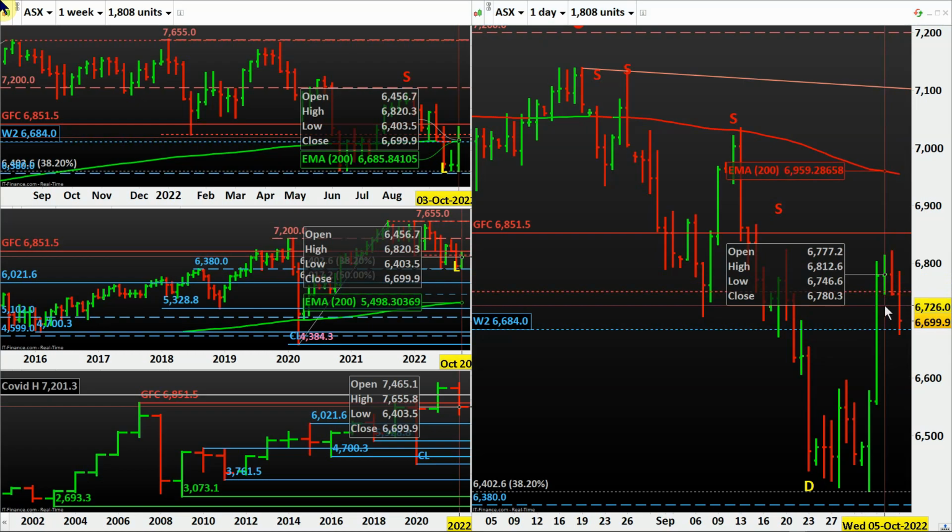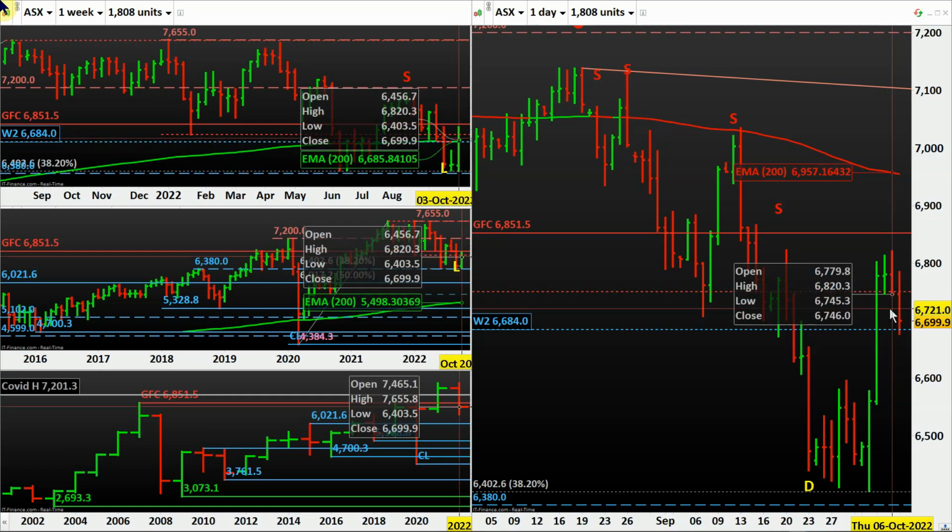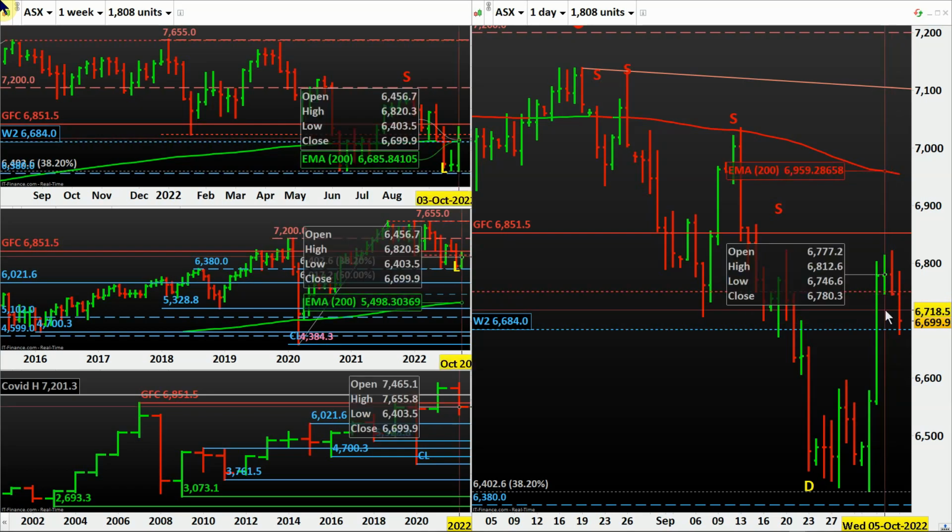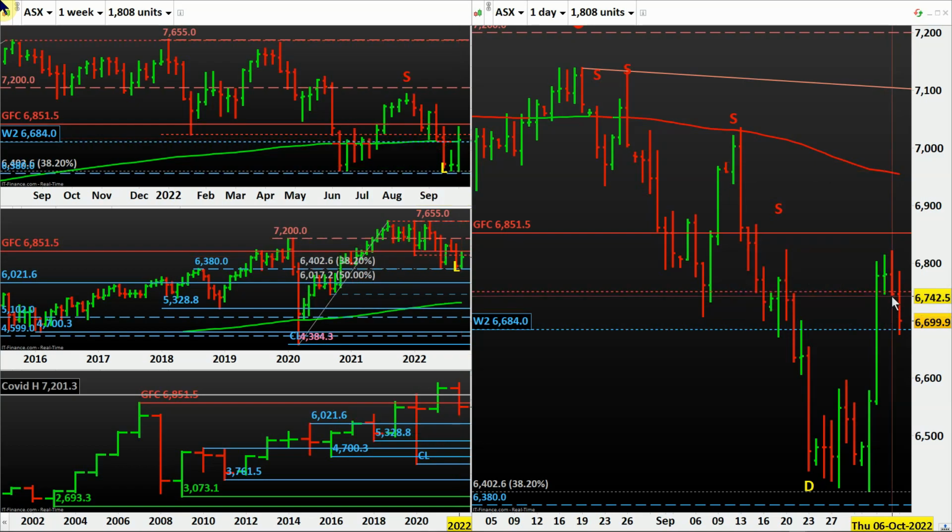Sorry, what was that? What was the low? 6746.0.6. And this one closed 6746.6. Yes, it did close below that low by 0.6 of a point. Yeah, because this is 6746 and this is 6746.6. So this did close below.